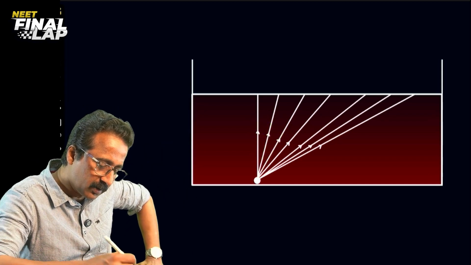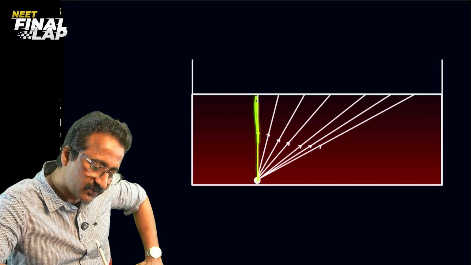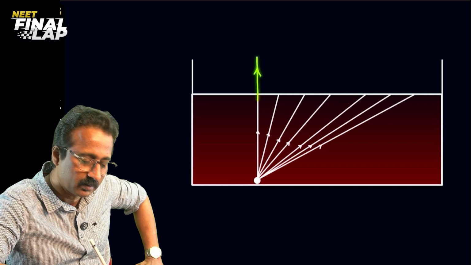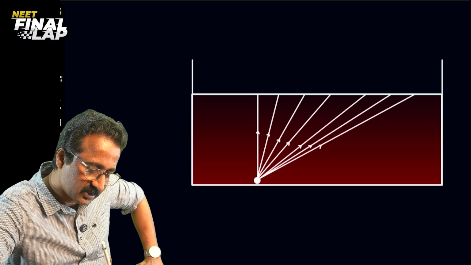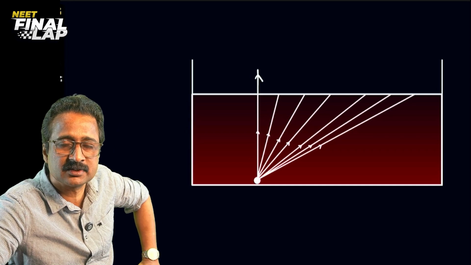I'll begin with the normal ray first. First of all, this ray, this one. This light ray is falling normally on the surface, so it must have no bend at all. So certainly it passes without any deviation. So this is the way it is expected to pass out. At least for that light ray, there is no bending.